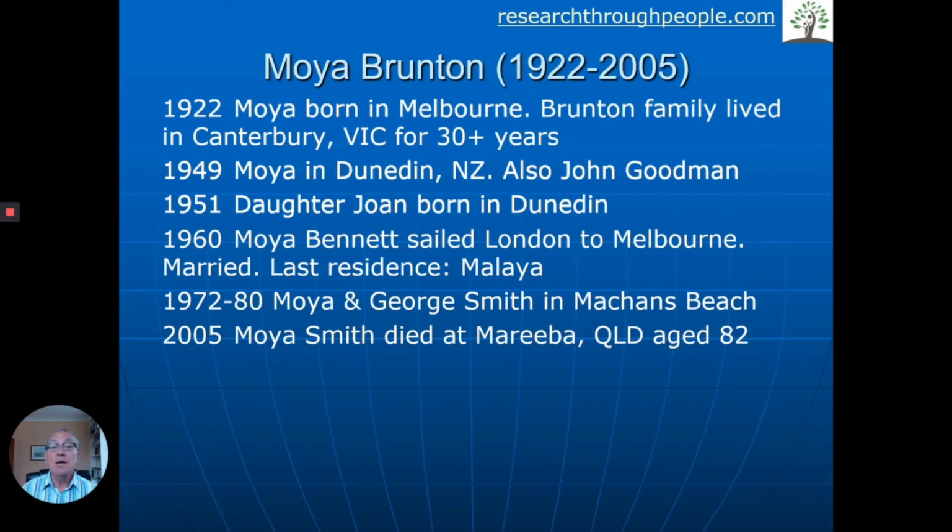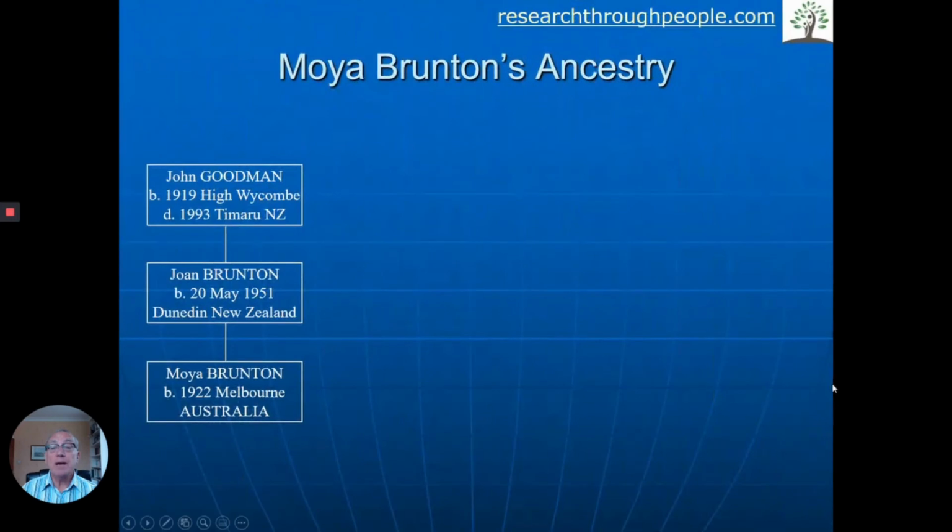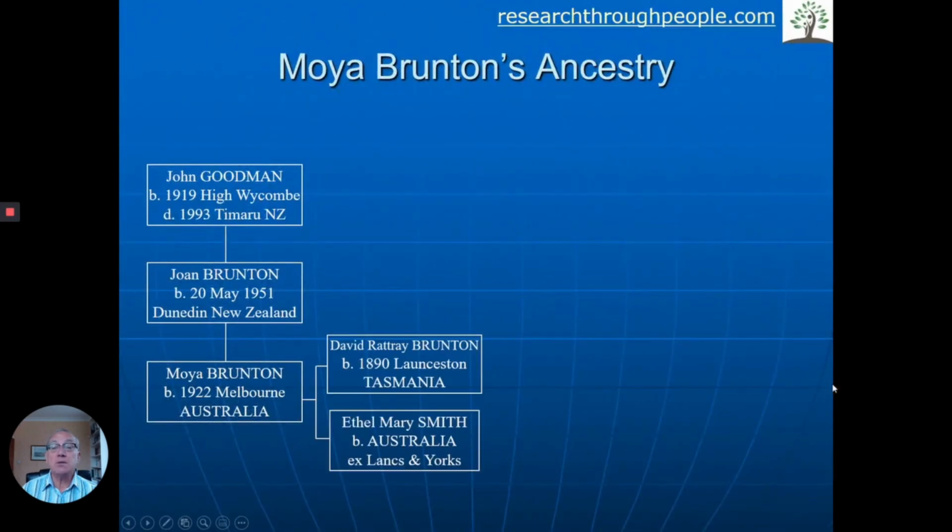So didn't miss it by much. But again, we were lucky that she had brothers and sisters, and we made contact with living descendants of that family who had all sorts of information. And again, a list of the sorts of information that we looked at. Trove is an Australian website which is very helpful, and we get that sort of background information.